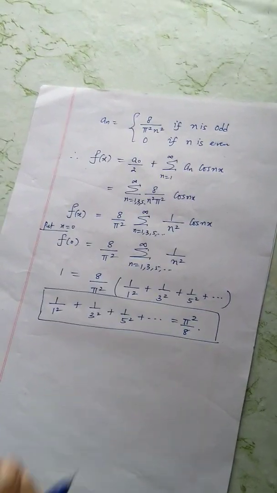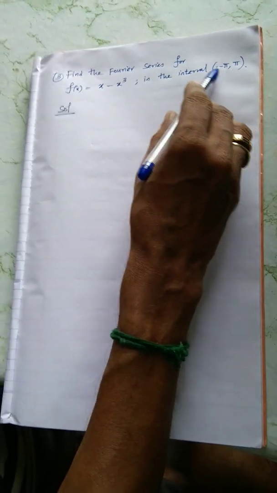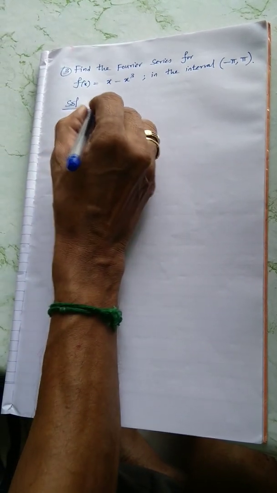That's all. Find the Fourier series for f of x equal to x minus x cube in the interval minus pi to pi. The total range is 2 pi and the function clearly defined.